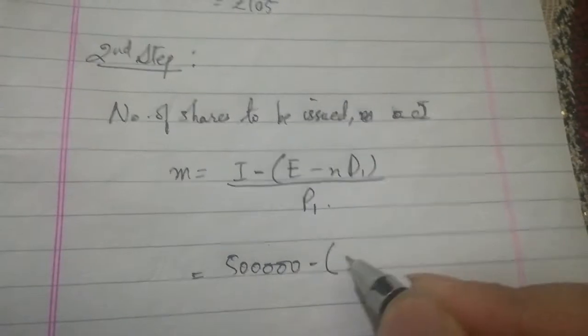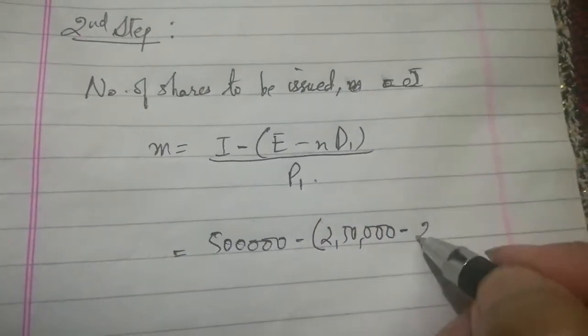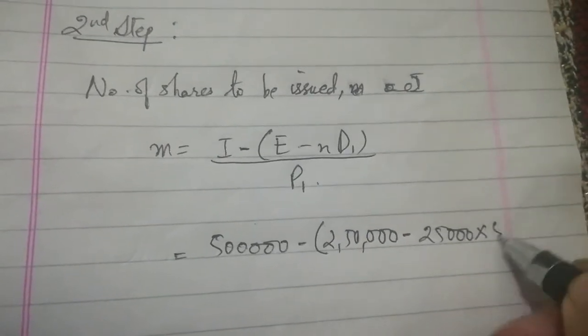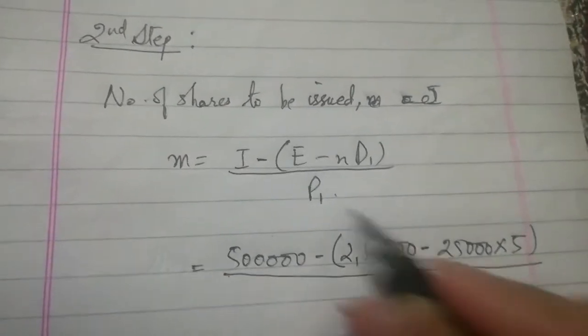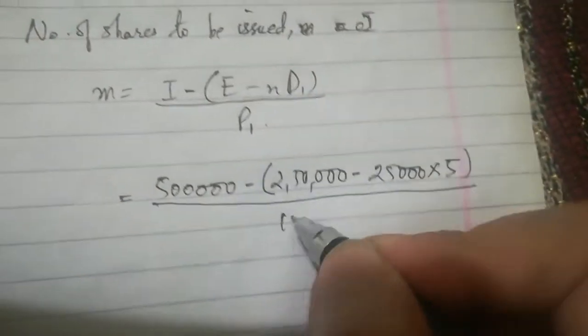Minus E is 2,50,000. This is also given in the question. Minus N. N is also given in the question. That is 25,000 into D. D is 5. Divided by P1, you have already calculated 105. So write down 105.